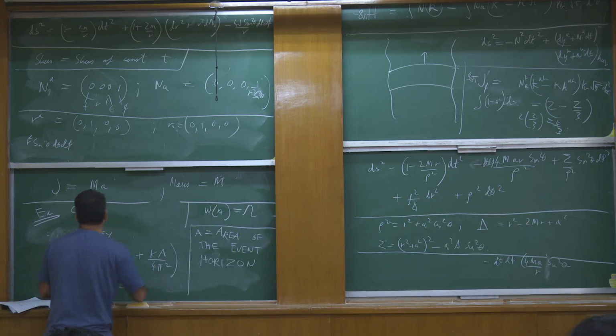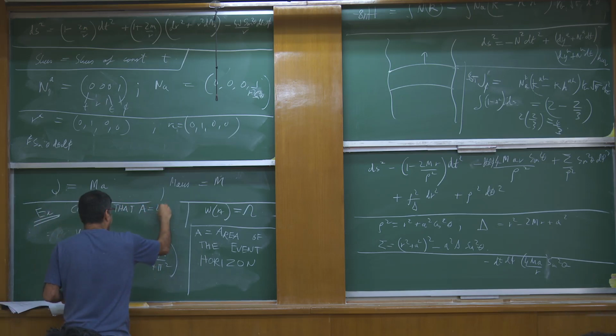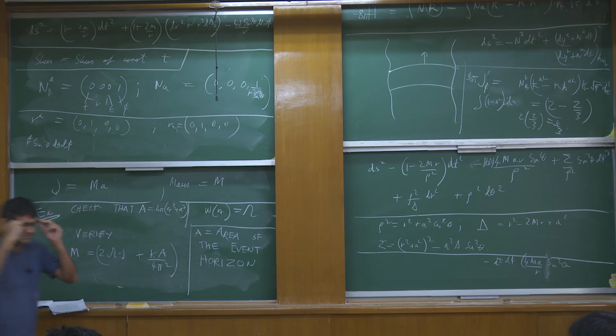So first thing, check that A is equal to four pi times r plus squared plus a squared. Okay, so the area of the event horizon is this. And now I also have to tell you about this kappa. This kappa is something called the surface gravity, and it is defined by the following formulas.